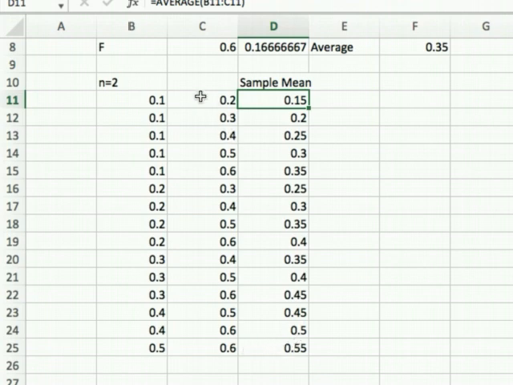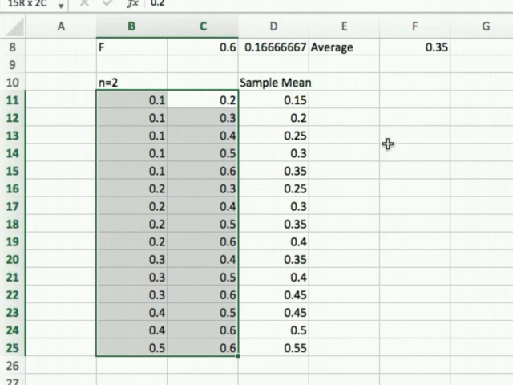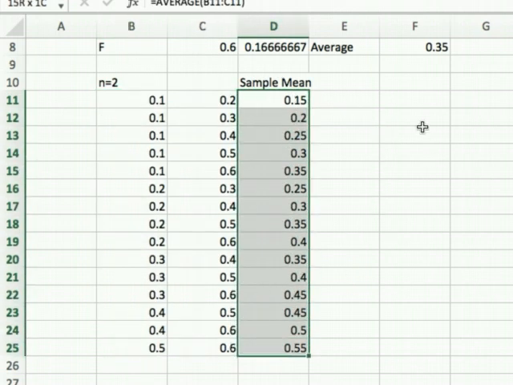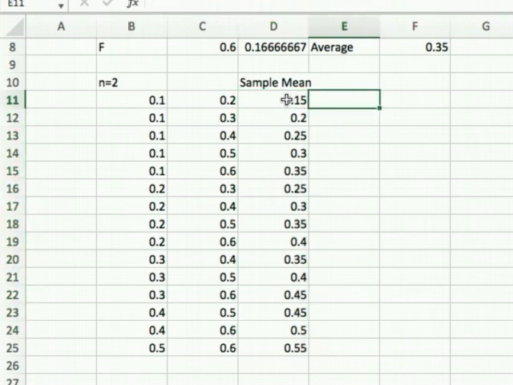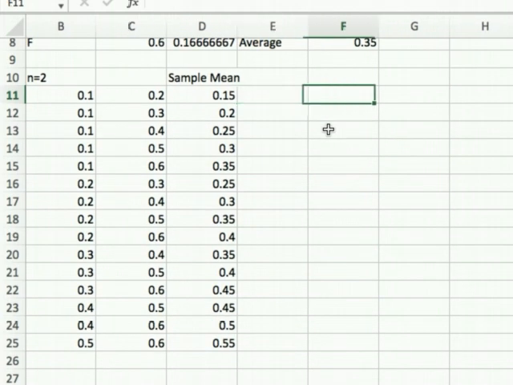Now, although we have 15 different combinations, we can see that we don't have 15 unique sample means. You can see here that some sample means occur more than once, and in order to construct the sampling distribution, we need to list down all the unique values for the sample mean.